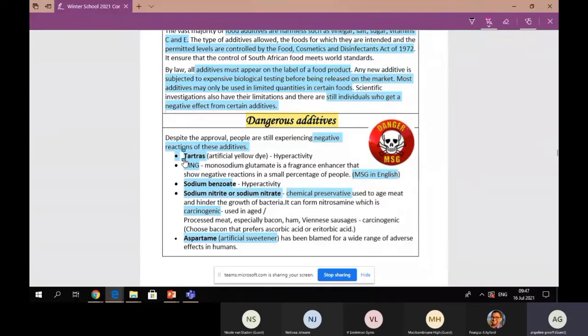Okay. And then the MSG one here, monosodium glutamate, I'm so sorry. MSG, not fragrance enhancer, flavor enhancer. Okay, it is also seen as a bit dangerous, and there's controversy about these additives because certain people still have reactions to them. Okay. Same with sodium benzoate, hyperactivity. And then nitrates and nitrites, chemical preservatives used to cure meat, but they have also been linked to cancer, so they are carcinogenic, okay, so just be aware of that. And then aspartame, an artificial sweetener, has been blamed for a wide range of adverse effects in humans.